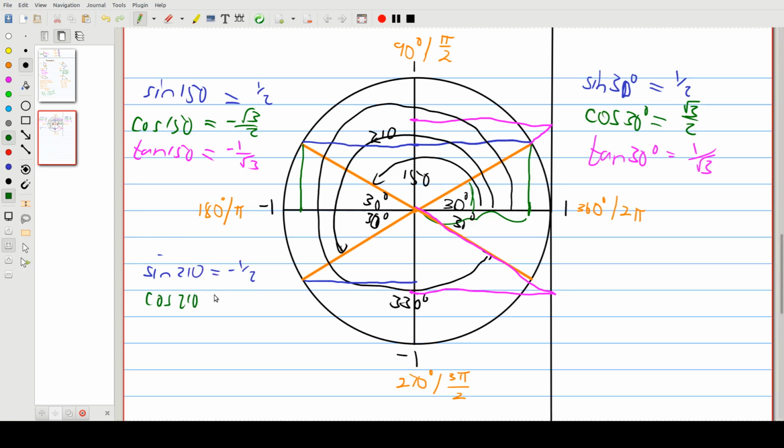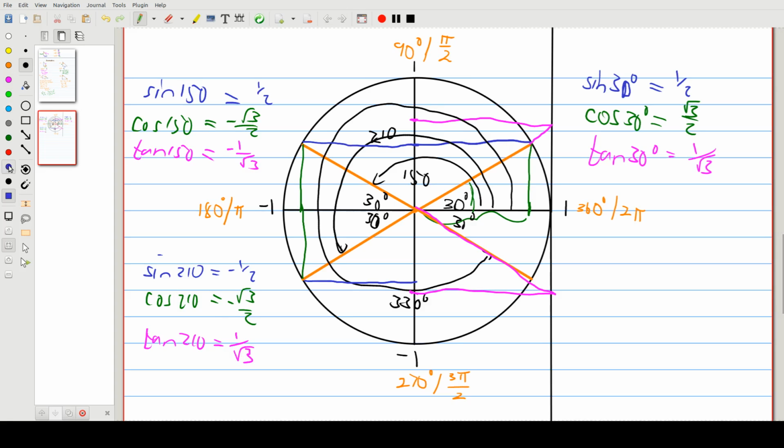Cosine of 210 equals, if we go here, that's exactly the same as the second quadrant. So that's negative square root 3 over 2. And the tan of 210 degrees equals, again we draw this line, keep going this way, so that just measures up and fits directly onto the first quadrant. So that's the same value as we have over here, and that is positive 1 over square root 3.